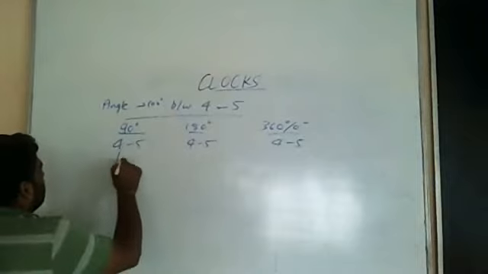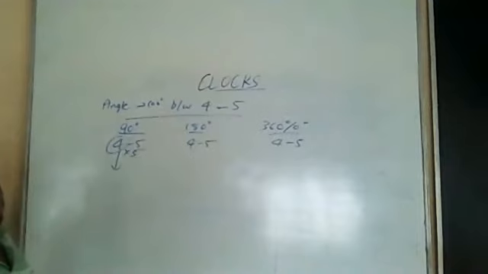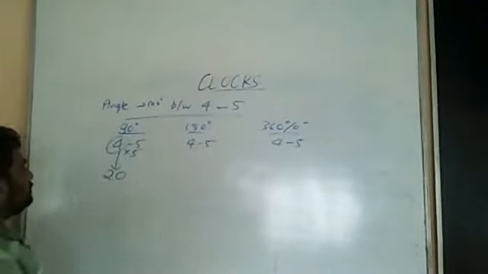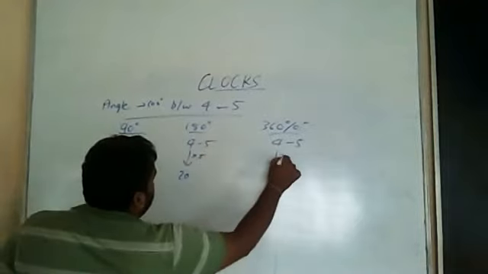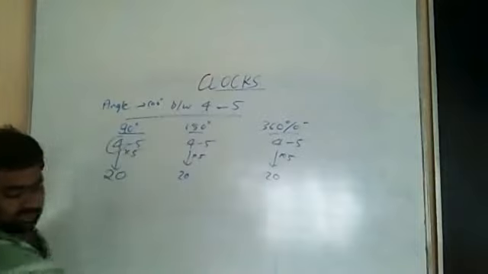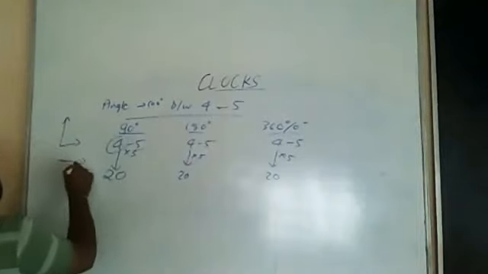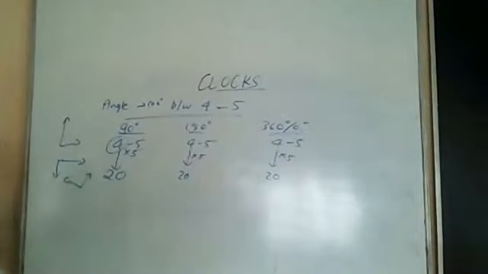Now take this, multiply this by 5. What do you get? You get 20. Correct? Here also 20. Here also 20. Is this okay? Yes, sir. Now, if it is 90 degrees, then it is like this or like this, something like this, correct?